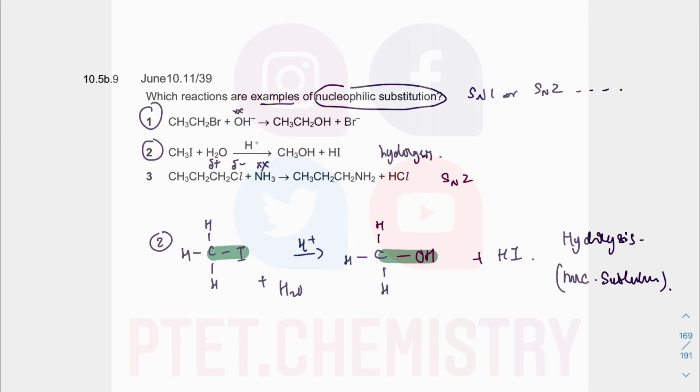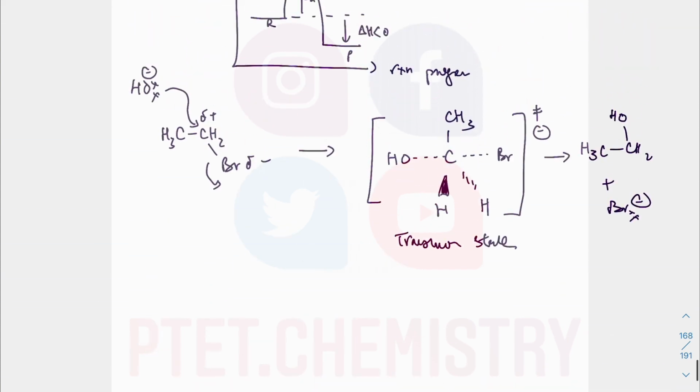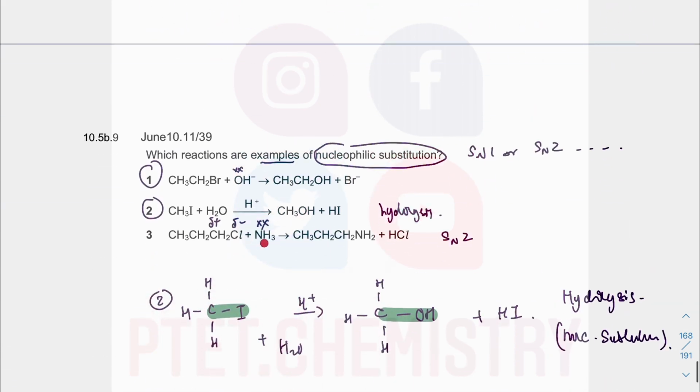So your transition state will still be like this, but you will have H3N, because your bond is between nitrogen and carbon, and your carbon-bromine will slowly break, and you will have no charge because ammonia has no charge, this has no charge, your transition state will have no charge. All right, so all three of them are examples of nucleophilic substitution reactions.